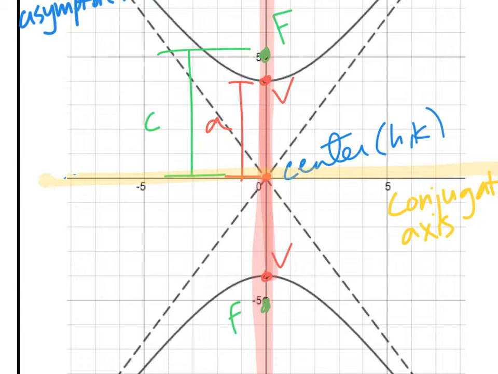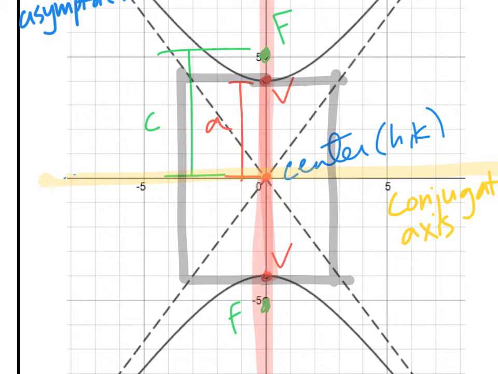Okay, so let's do that. Go left and right until you hit the asymptotes, and then do the same thing with the one on the bottom. So start at your vertex, and then go left and right until you hit the asymptotes. And then you're going to connect them together. That way you form a box.